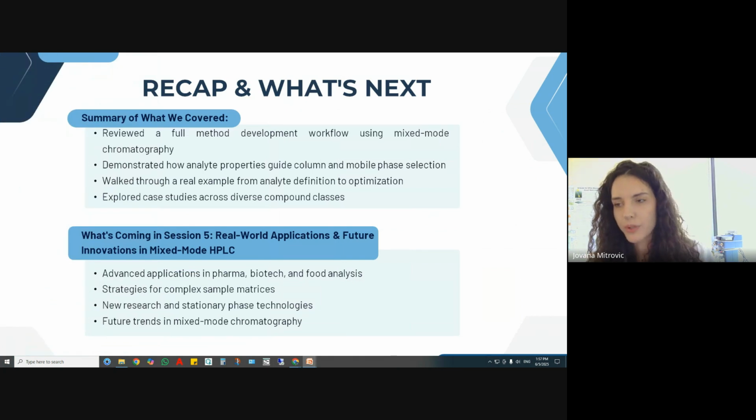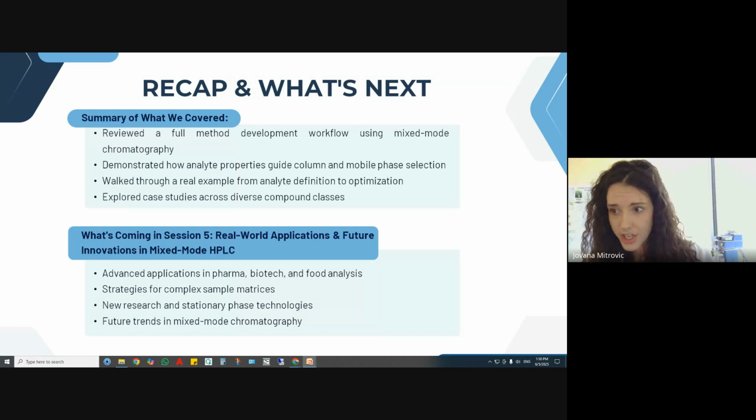So let's wrap up what we covered today and talk about what's coming next. Today, we walked through a step-by-step method development process using mixed mode chromatography. We learned how to analyze properties like molecular weight, functional groups, polarity, and ionization, to guide our choices in column selection and mobile phase design. We saw also how to optimize elution mode and adjust key parameters like pH, buffer concentration, or organic content to fine-tune our retention. And we explored some real-world examples, such as phospholipids and thyroid hormones, to see how mixed mode chromatography solves these complex separation challenges.